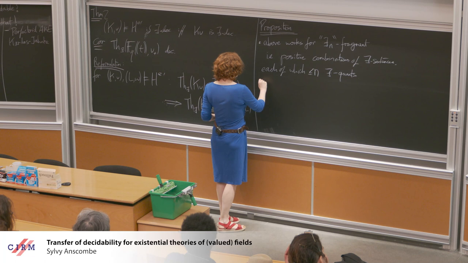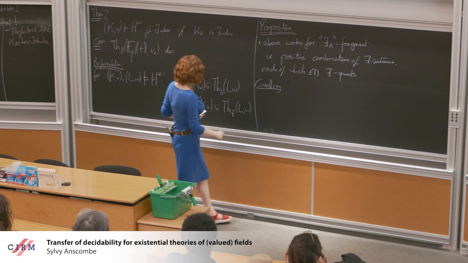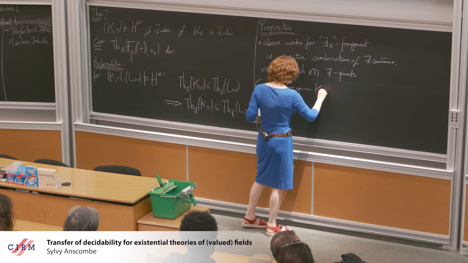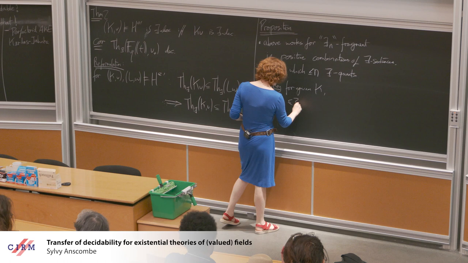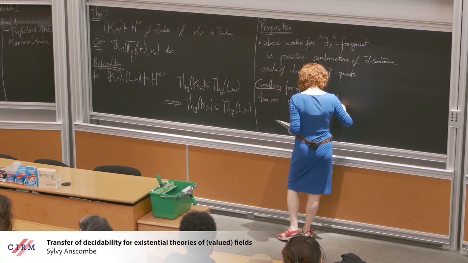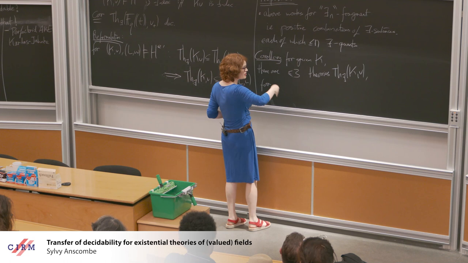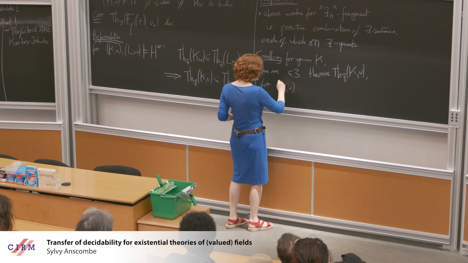And it's just another sort of fun corollary of that proposition, that for a given field K, there are at most three existential theories, like this, for the various equicharacteristic Henselian non-trivial valuations on K. So that's to say, for the various ways of expanding K to a model of HE prime.